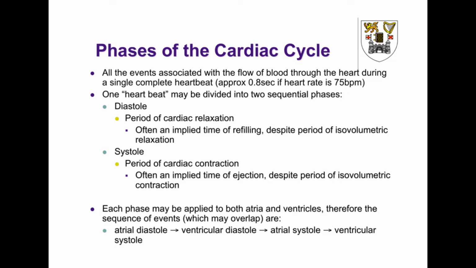The contraction of the heart is called systole, the relaxation of the heart is called diastole. The sequential events which take place in the heart during one complete heartbeat is called the cardiac cycle. One cardiac cycle takes about 0.8 seconds to complete. Each heartbeat is heard as two sounds.